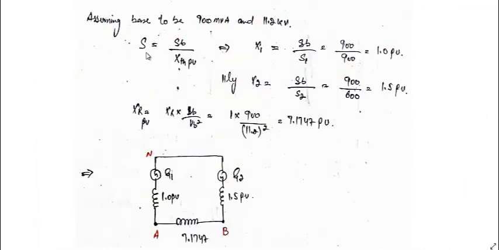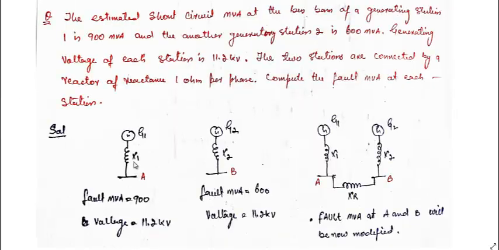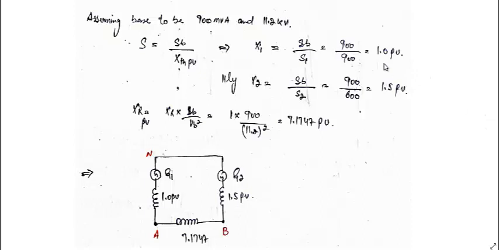So assuming the base to be 900 MVA and 11.2 kV, in general S will be equal to SB divided by XTH. For X1, XTH will be equal to SB divided by S1. Since the base is 900 and S1 is the short circuit MVA of the generator individually, that is 900 by 900, which is 1 per unit. That means X1 will be 1 per unit for this base of 900 MVA. If we have a different base, it will have a different value.